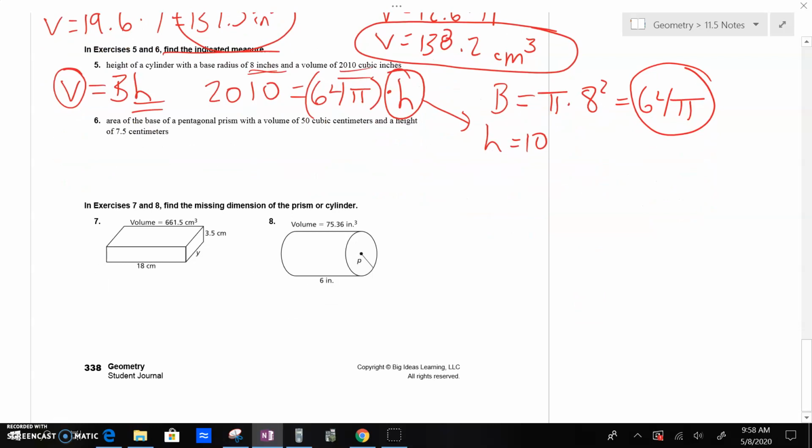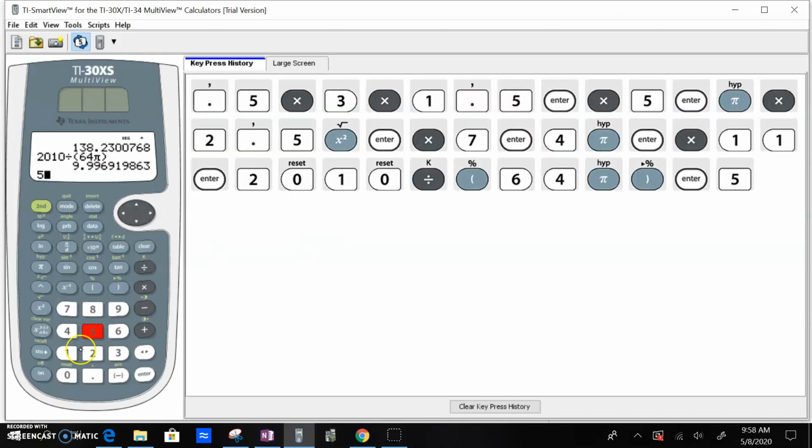So let's see, we've got the area of a base that we want to find, and it has a volume of 50 and a height of 7.5. So here again, volume equals base times height. If we know the volume, that's 50, and we know the height is 7.5, and we're after the area of the base, then we just have to divide both sides by 7.5. So take 50 and divide it by 7.5. So 50 divided by 7.5, and I hit enter.